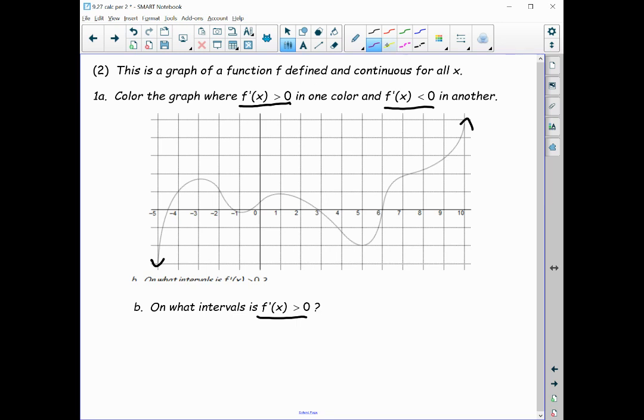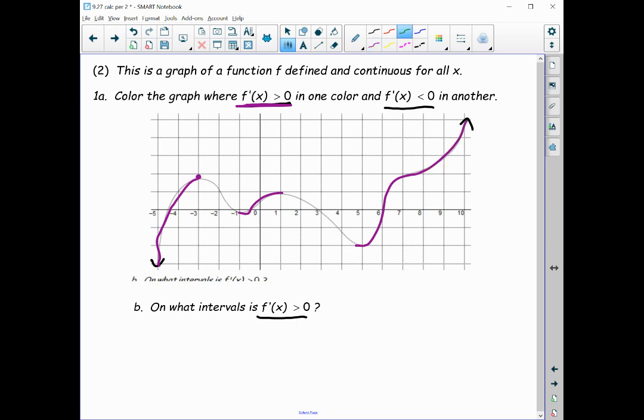I'm going to color in purple everywhere where my first derivative is positive. When the derivative is positive, what does that mean for our graph of f of x? Well, that means I have positive slopes. So I'm looking for where this graph has positive slopes, in other words, where it is increasing. So I'm going to color it to here, here, and then this whole section.